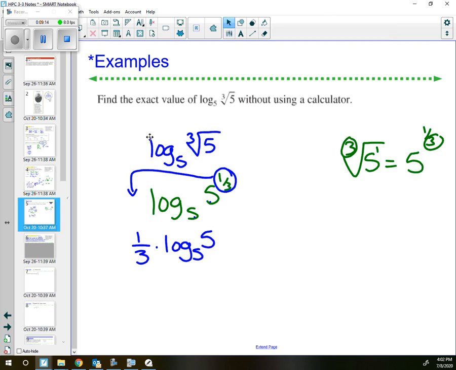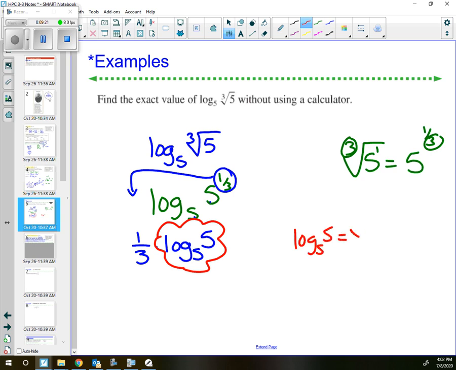Now, why can we do this without a calculator? Well, what is the log base 5 of 5? Let's set it equal to something and rewrite it as an exponential. 5 to the what would give you 5? Well, 1. So 1 times 1/3 would be 1/3.